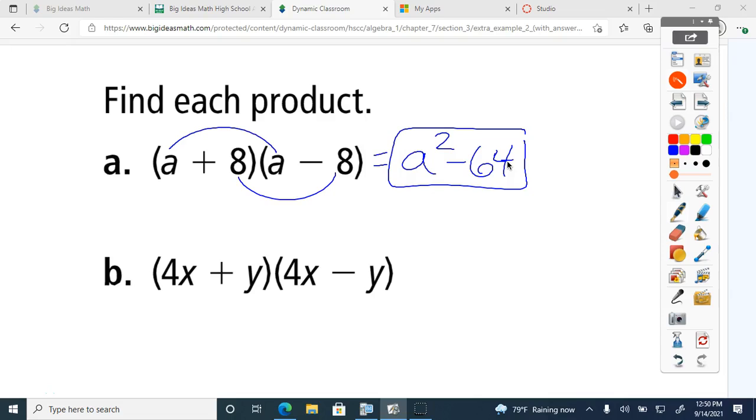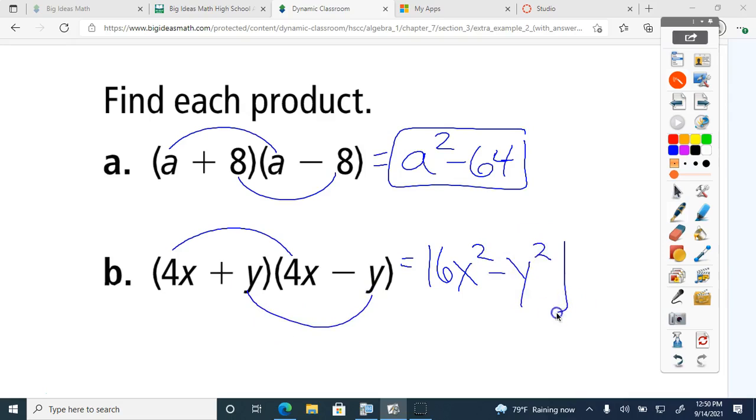How about this one? 4x times 4x is 16x squared. y times negative y is negative y squared. And that's all there is to those. Any questions? Please ask.